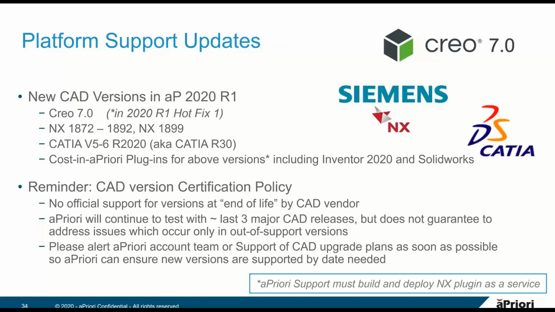As with almost every release, we support most recently released versions of several CAD systems. And in this release, we've added support for Creo 7, the latest versions of the NX continuous release series, and CATIA V5-6 R2020, also known as CATIA R30. And then we have cost and aPriori plugins available for those versions, and then also Inventor 2020 and SolidWorks.